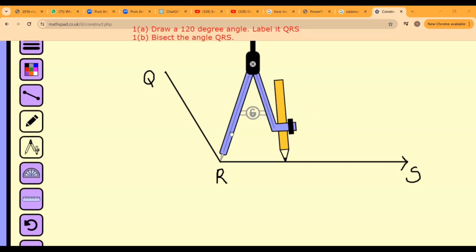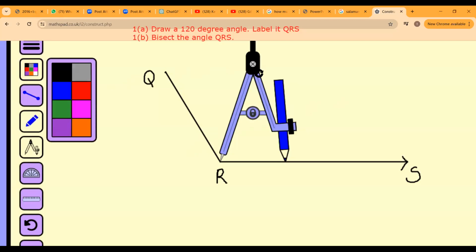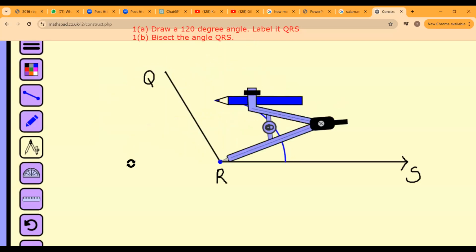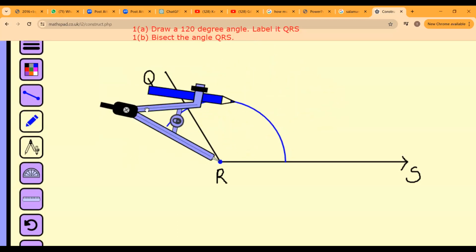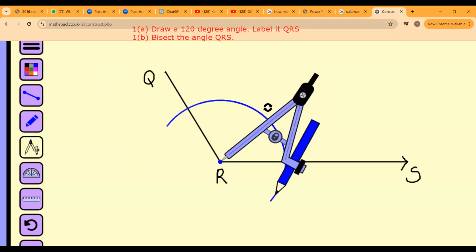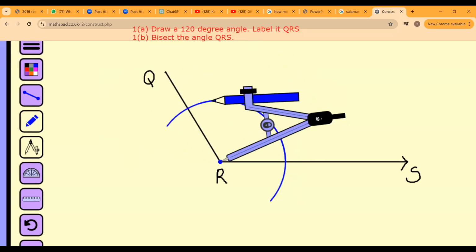Do you remember how to bisect an angle? Yes, sir. We would draw an arc. Very good. We would draw an arc. So let's draw an arc here. We're going to draw an arc like this, and the arc is going to cut the two rays that we have made. This arc is going to cut the two rays.